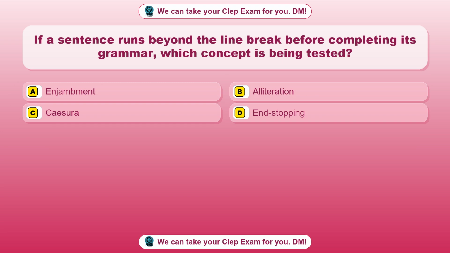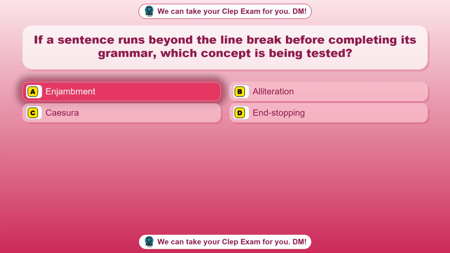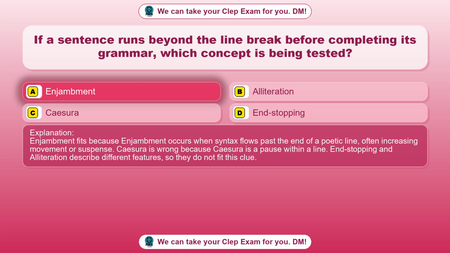Question 64. If a sentence runs beyond the line break before completing its grammar, which concept is being tested? Option A. Enjambment. Option B. Alliteration. Option C. Caesura. Option D. End stopping. The correct answer is option A. Enjambment. Enjambment fits because enjambment occurs when syntax flows past the end of a poetic line, often increasing movement or suspense.